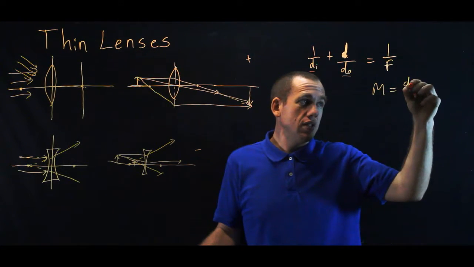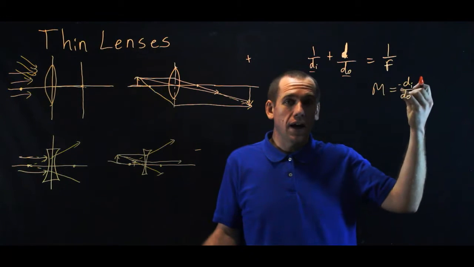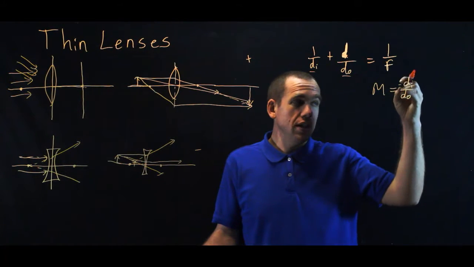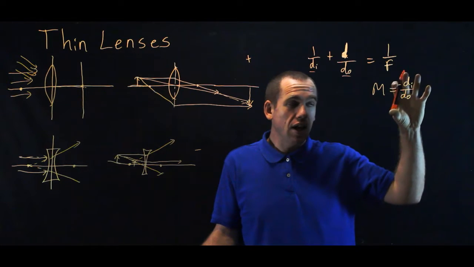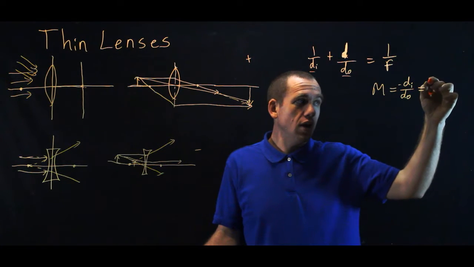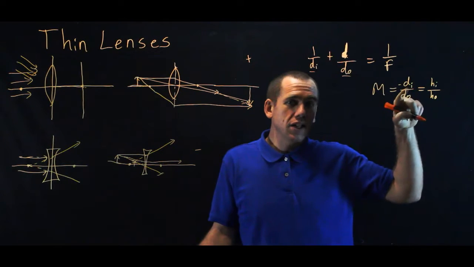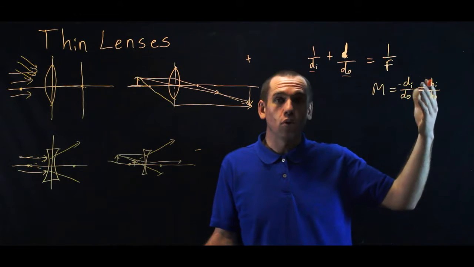So we could say negative di over do, and that's because for a positive magnification, the image should be upright. If it's greater than 1, the image is bigger than the object. So the sign convention helps us know that. It's also equal to image height divided by object height. So sign convention there is necessary so you know if your image is upright or inverted.